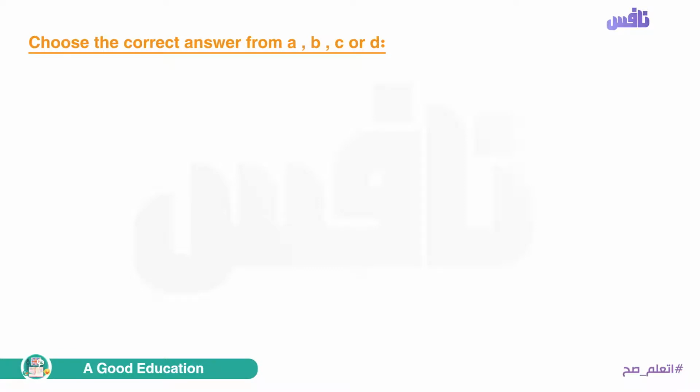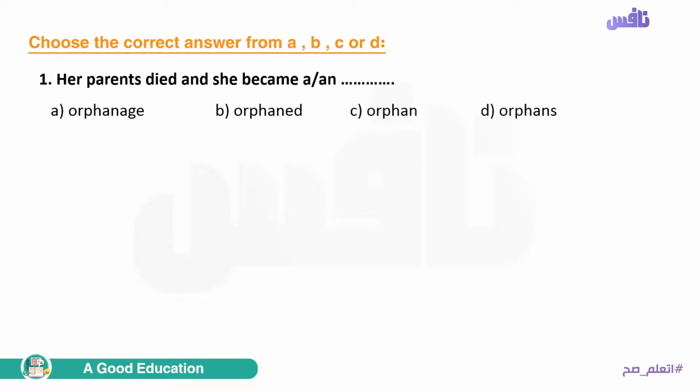And now, dear students, let's shift to the exercise. Choose the correct answer from A, B, C, or D. Number 1. Her parents died and she became a or an space. Orphanage, orphaned, orphan, orphans.